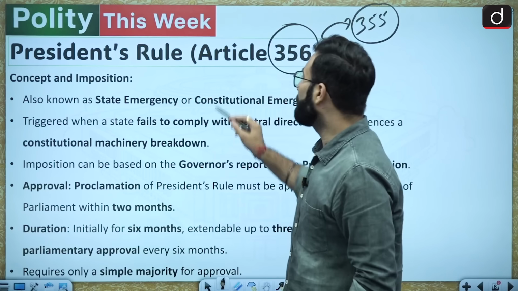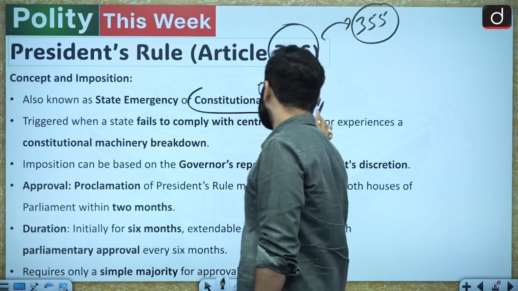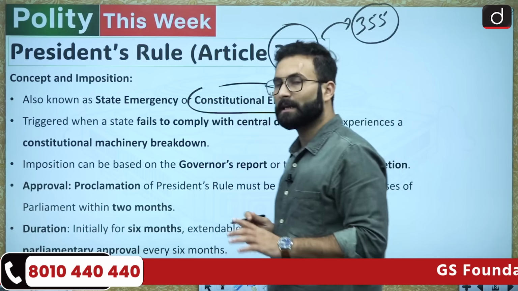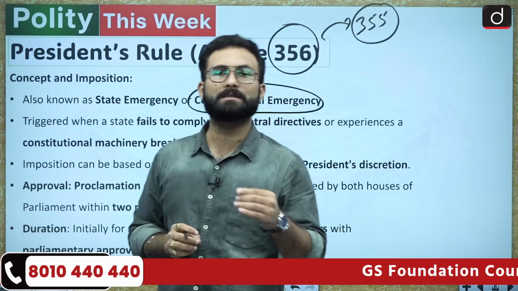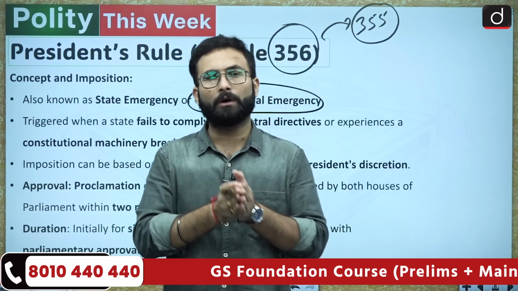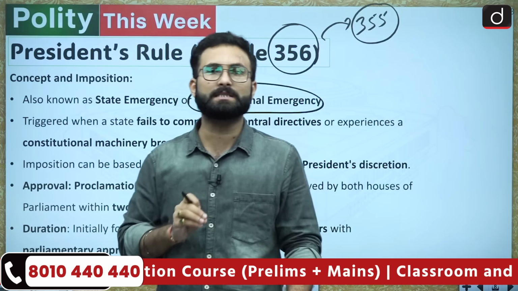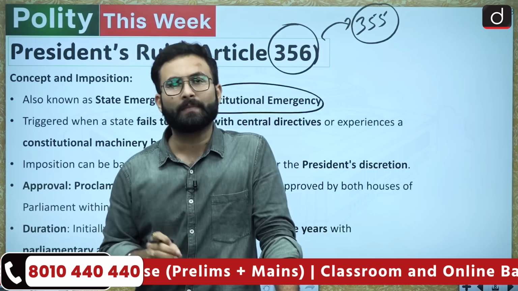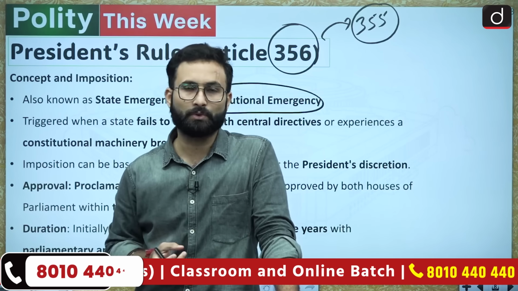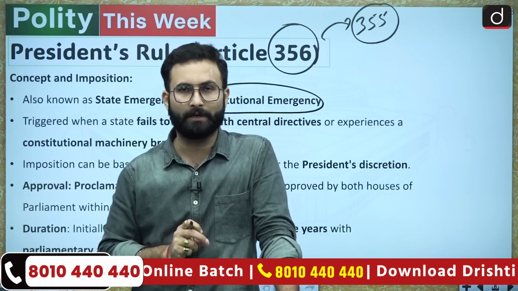Now talking about the president's rule, it is also known as the state emergency or constitutional emergency, okay. Now it is triggered when a state fails to comply with the center's directives, or they are working against the constitution, or the constitutional machinery has broken down. In that case, the president can go for the president's rule, okay. Otherwise also the president can, independently and directly, go for the president's rule, or base it on a report by the governor of the state, okay.